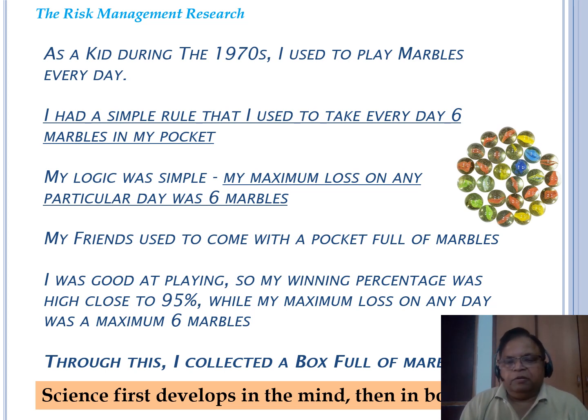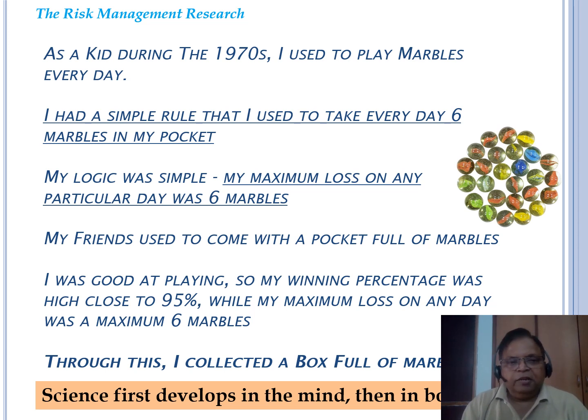My logic was simple: if I lose my marbles, then my maximum loss on any particular day will be the six marbles, because I would not come back home to pick another set of marbles. That was my logic for taking six marbles, to limit my loss to six marbles. On the other hand, my friends used to come with a pocket full of marbles, some with 10, 20, and others used to purchase them on a daily basis.